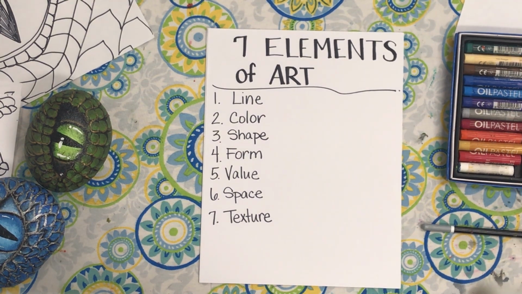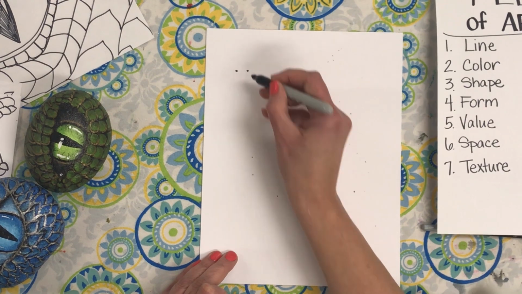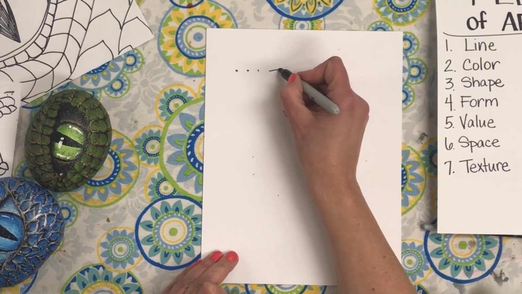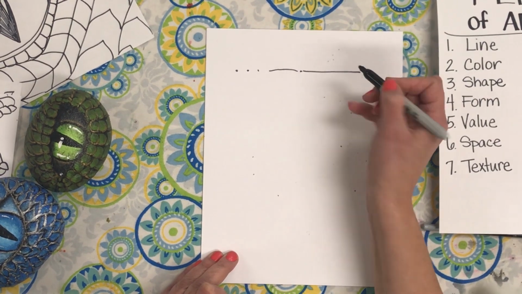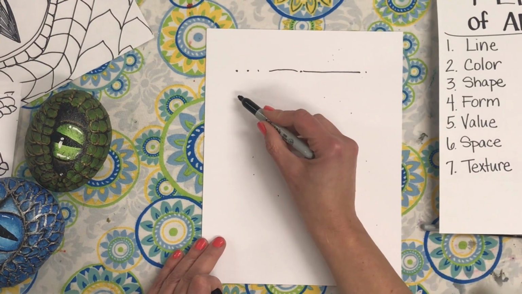Today I wanted to show you the 7 elements of art. They are line, color, shape, form, value, space, and texture. And I wanted to talk about line today. There's all kinds of line. There are zigzag line, wavy line, curved, contour lines. Line is just a series of moving dots.